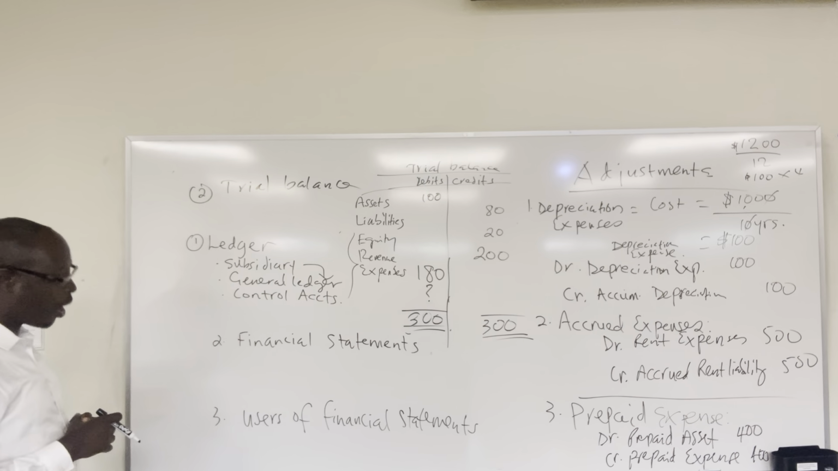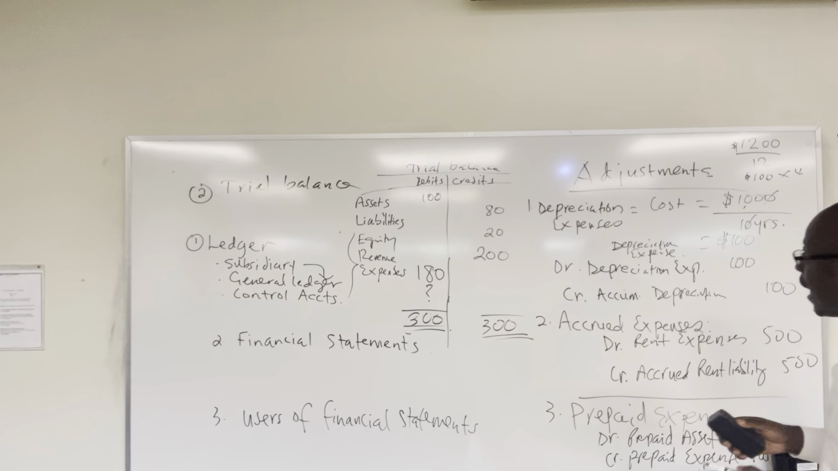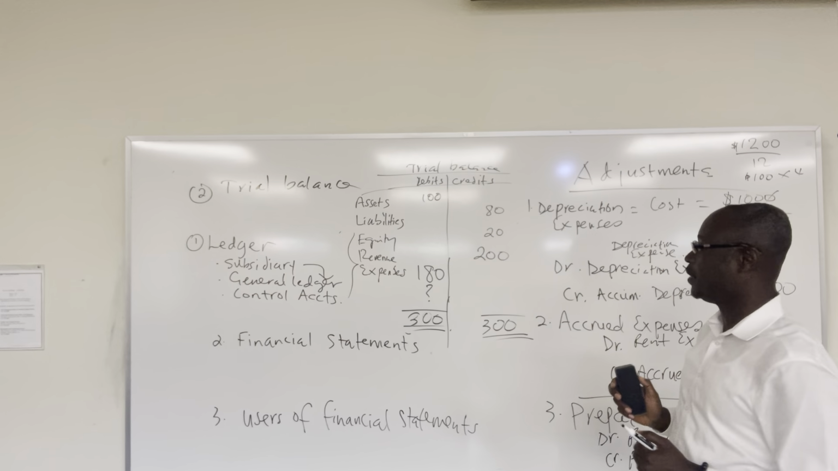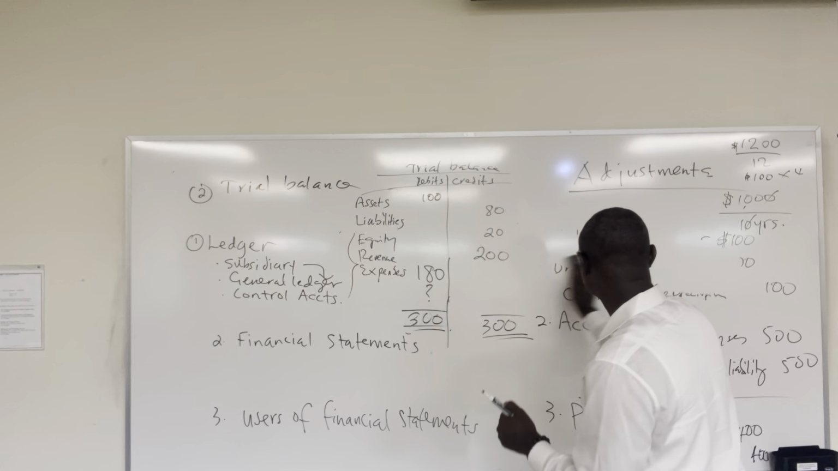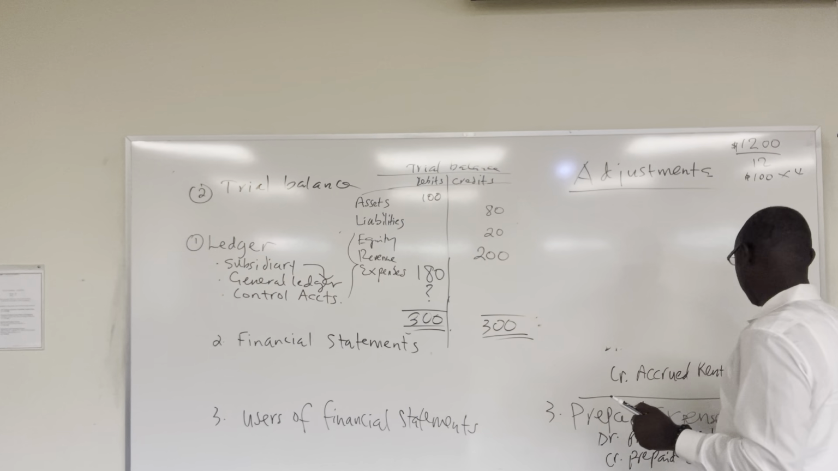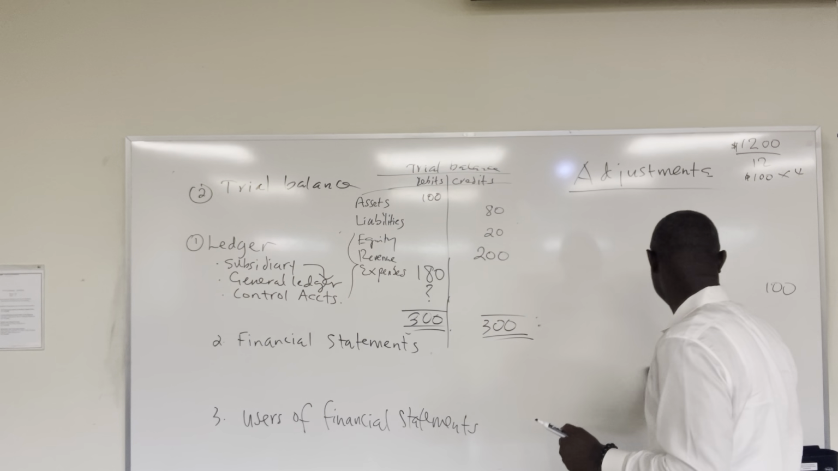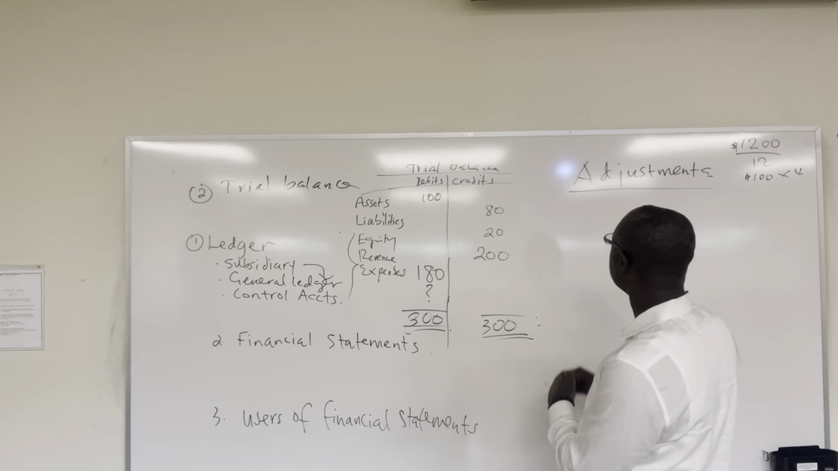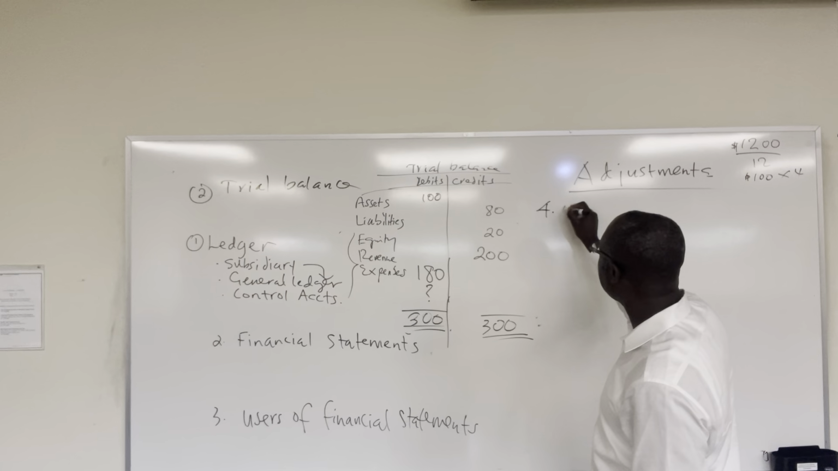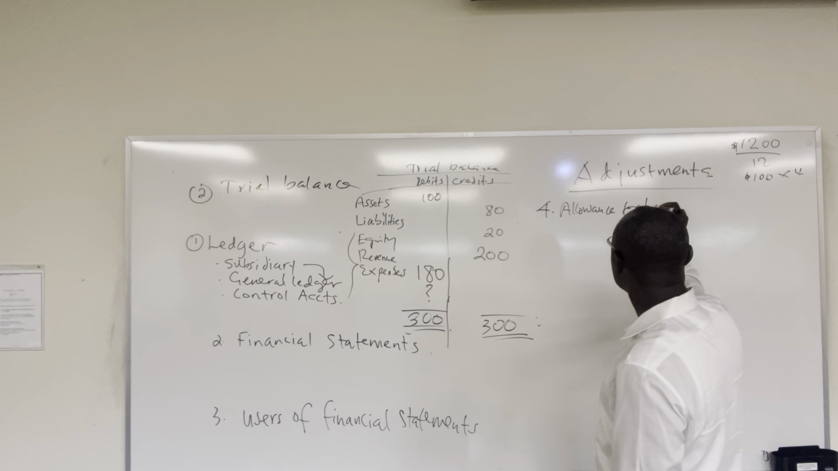All right. Now that I have explained some of the key adjustments, I'd like to explain 2 more adjustments and then I'll stop. Just 2 more. We've done depreciation, we've done accrued, we've done prepaid. Let's do number four. Let's call it allowance for bad debt.